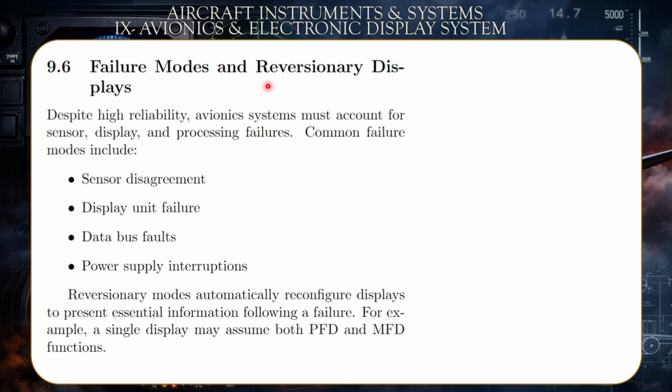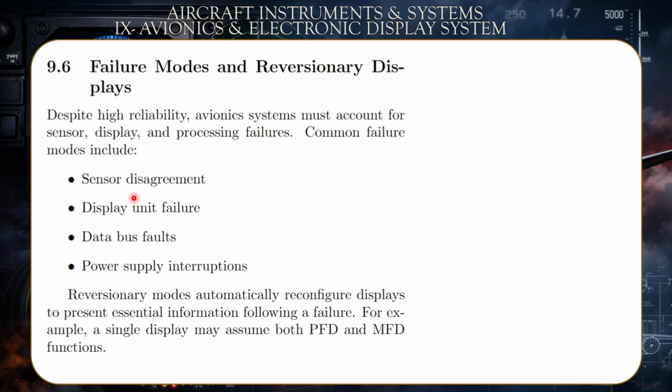Failure modes and reversionary displays. Despite high reliability, avionics systems must account for sensor, display, and processing failures, because these things can fail, whether they're mechanical parts, where it applies, of course, or the electronic components, where you have sensors relying on electronics, or the electrical connections, wirings, and other devices.